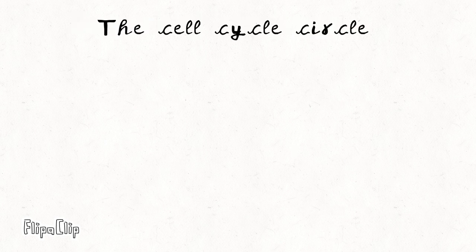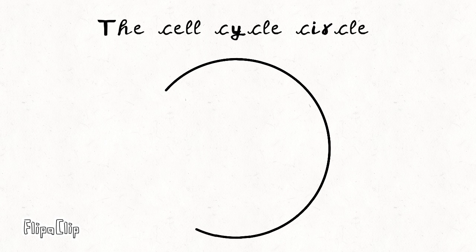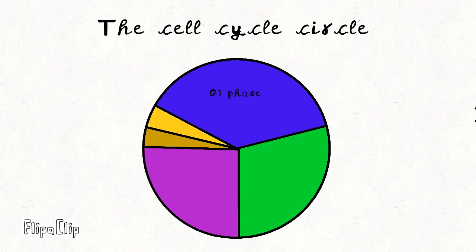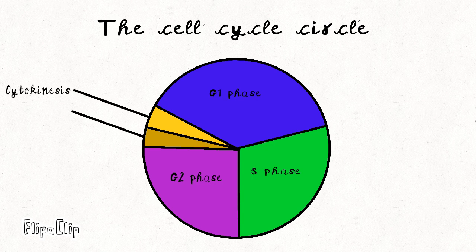The cell cycle is made up of 5 phases. You have the G1 phase, the S phase, and the G2 phase. Those 3 phases make up the interphase. The interphase is when the normal cell grows and develops. Then we have the mitotic phase, which is split into 2 phases, mitosis and cytokinesis. This is where the cell duplication starts.